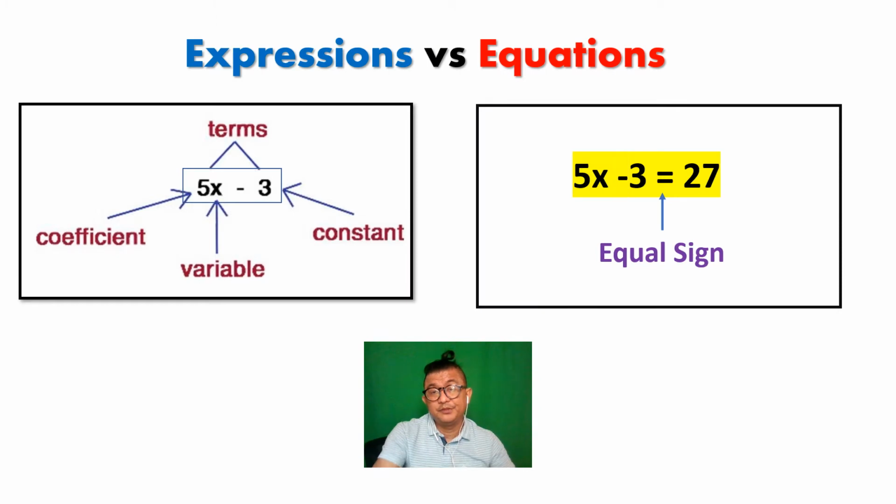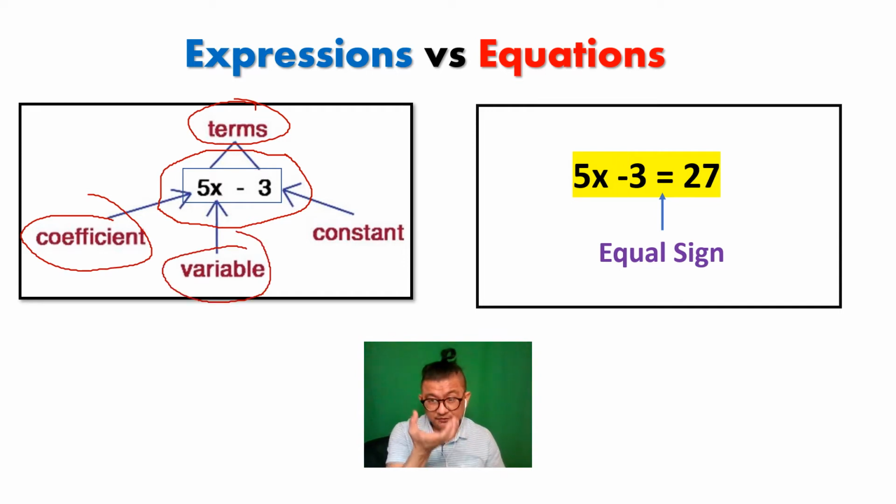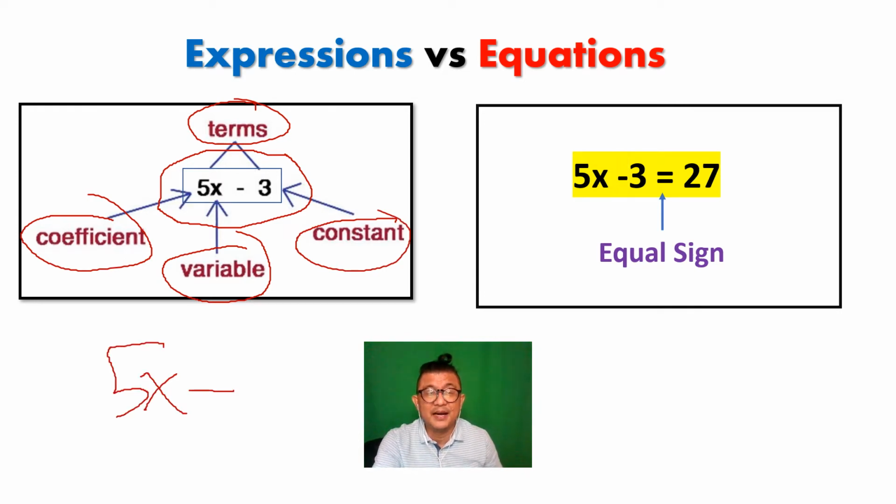All right, so in the previous lessons, we've been talking about expressions, okay? Expressions are made up of terms. It's made up of a coefficient, the number before the x. That x is a variable. And if a number is alone, we call that a constant, right? It's an expression, 5x minus 3. Okay, so we simplified them, we used the distributive property, we combined like terms, a lot of work about that.